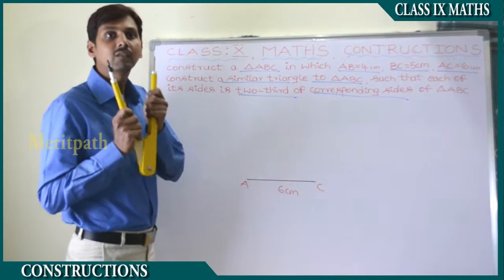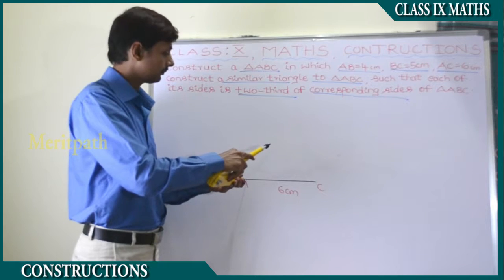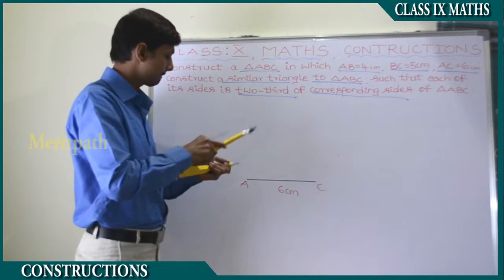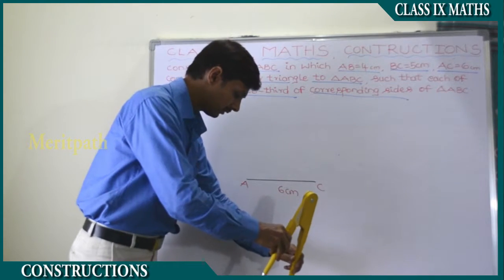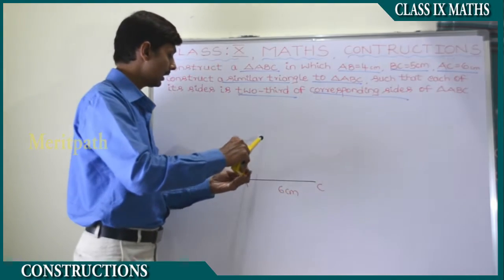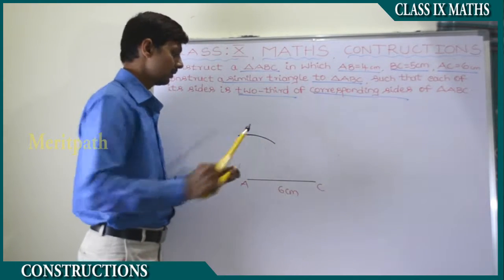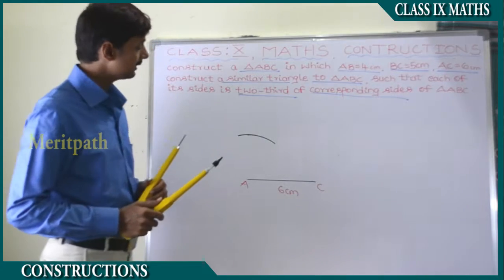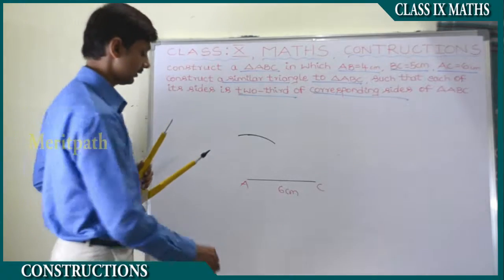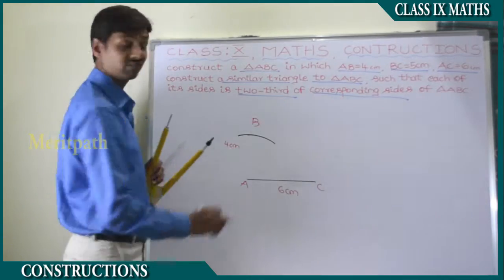So we are taking the 4 centimeters on the compass using vertex A. 4 centimeters we are taking on the compass. So this is the 4 centimeters. And using the point A, make an arc, and then this is B. Somewhere here point B will be, because this is the 4 centimeters arc we made.